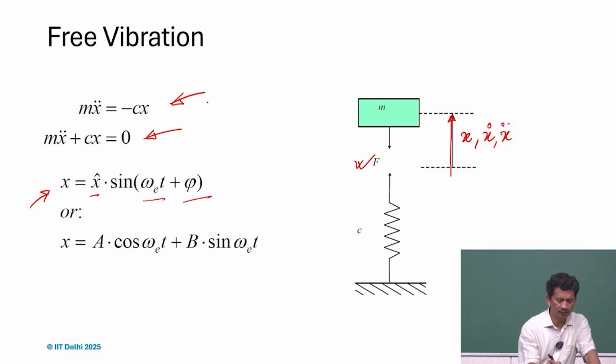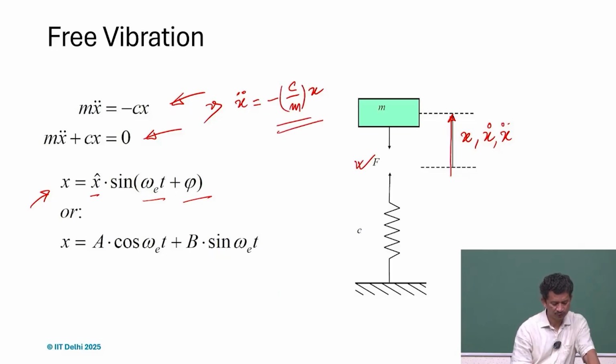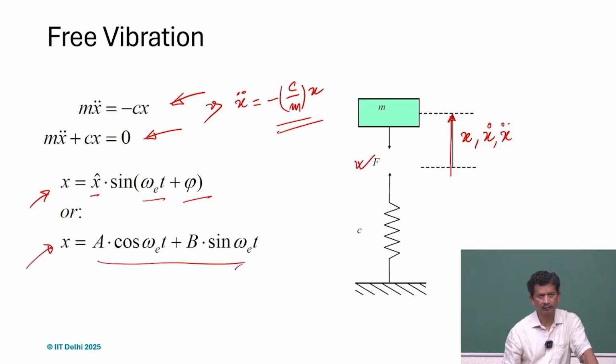and from here also we know that x double dot is minus c by m x. Or we can simply write in terms of a cos omega t plus b sin omega t. So, these are the general solution for this kind of equation we know from many vibration courses in our undergrads.